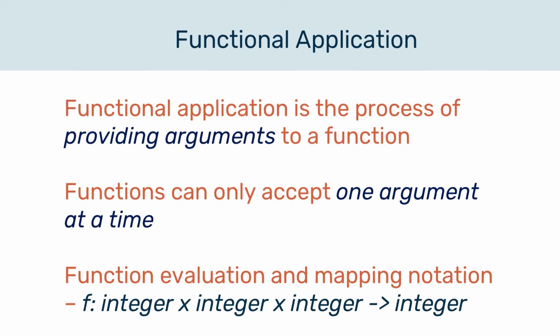Let's have a quick recap. We know that the definition of functional application is the process of providing arguments to a function. We learned that the functions can only accept one argument at a time, and we learned how functions are evaluated in a functional programming language, as well as a mathematical notation for it.